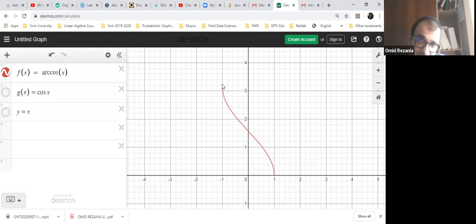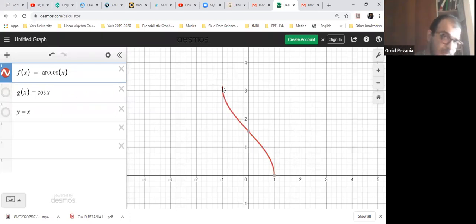And the range of the function, whatever is along the y, goes from 0 to this point, pi. That's what we talked about on the chart. You see that clearly? The domain is between -1 and 1, the range is between 0 and pi.